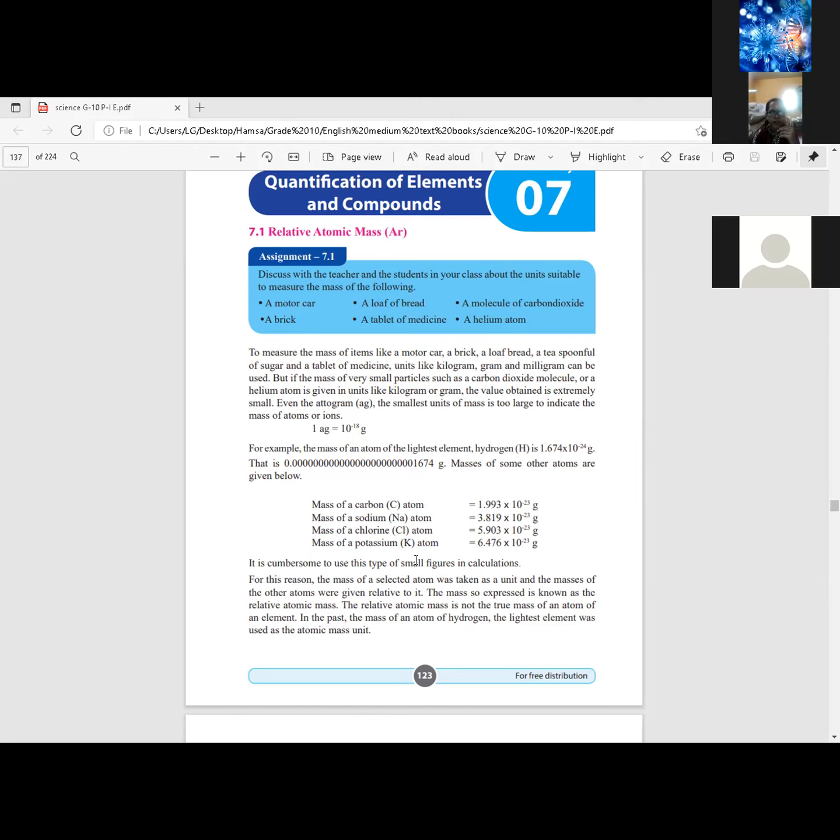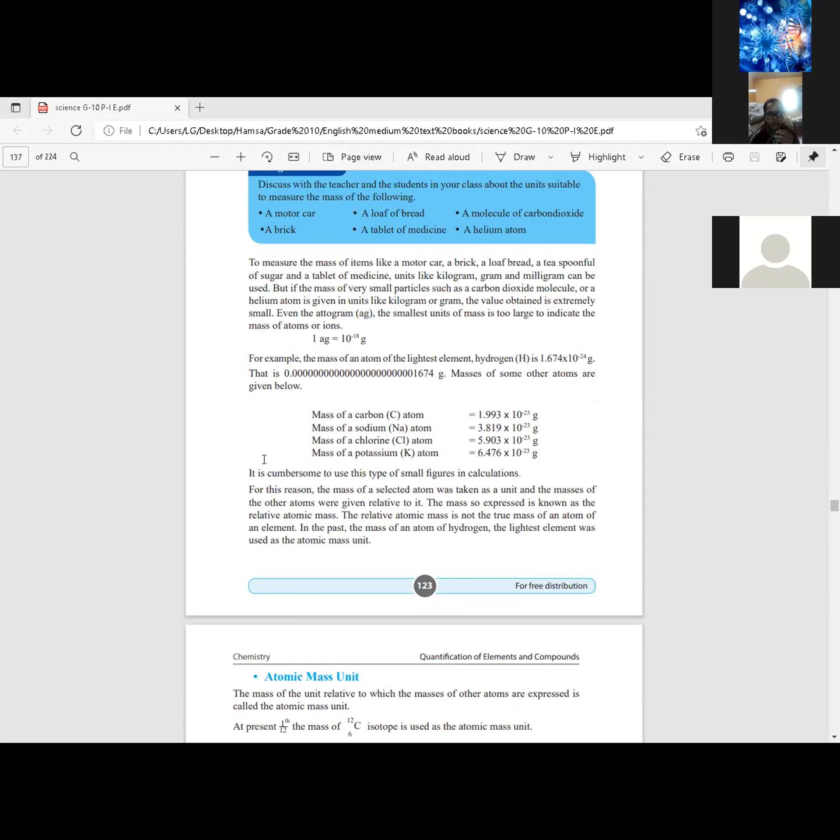See, minus 23 means you will be getting 22 zeros in front of 3. Then the mass of the chlorine atom. That much small is an atom; the atom is the smallest unit. If you look at the values, children, they are extremely small. It is cumbersome and uneasy to use these small figures in calculations.